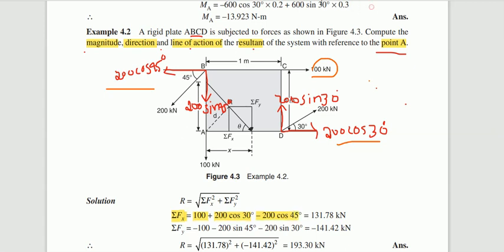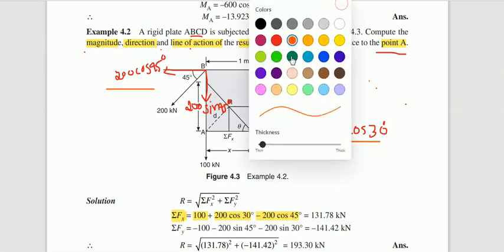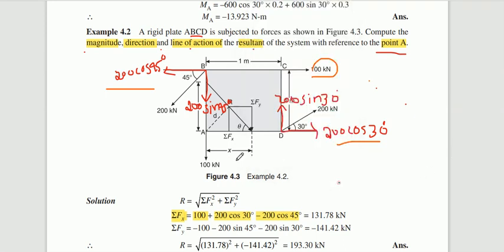Similarly, you have to find the summation of Fy. Three vertical forces are there: 400, and this one and this one. So 200 sin 45 is downward, negative, 200 sin 30 is upward, positive, and 100 is downward, negative. By considering the sign convention, you have to find what the summation of Fy is.